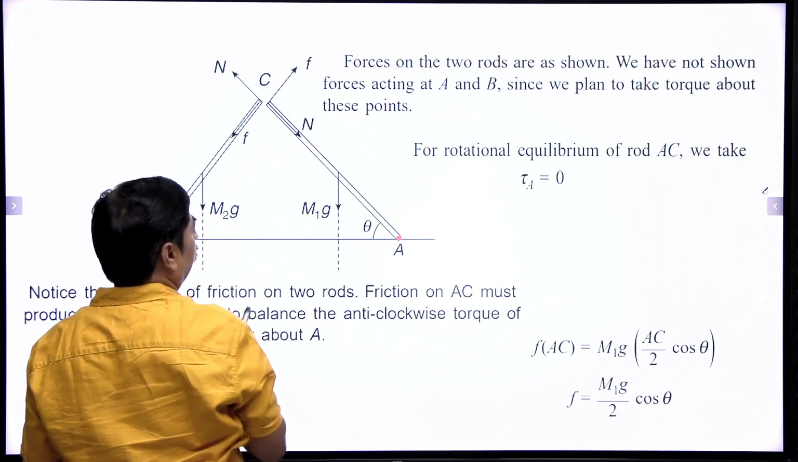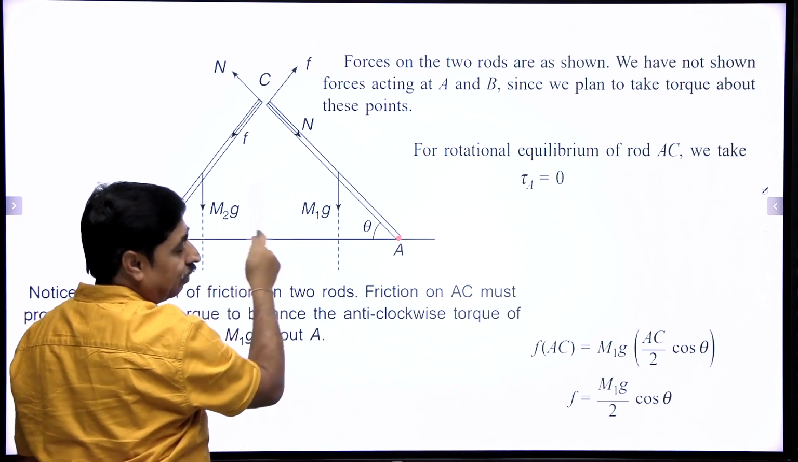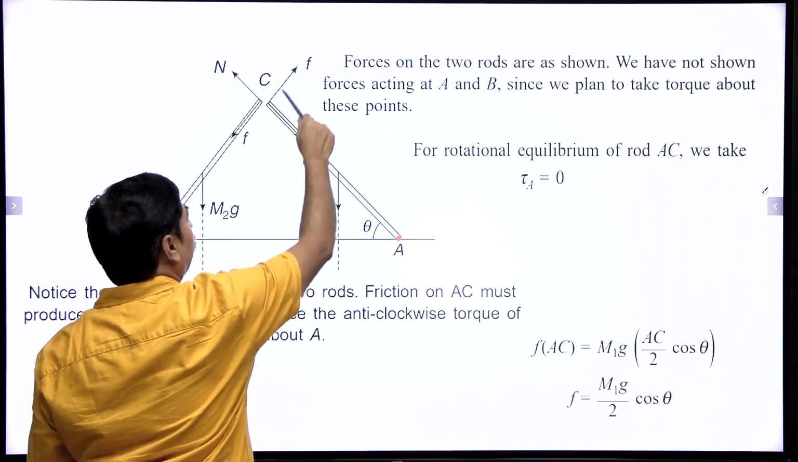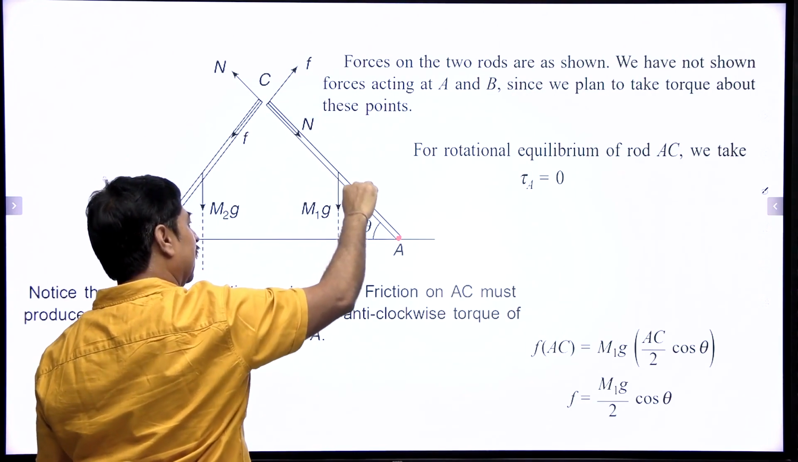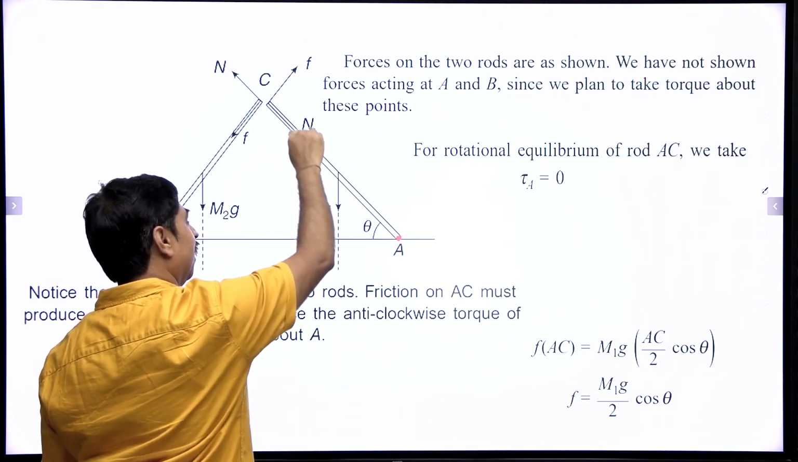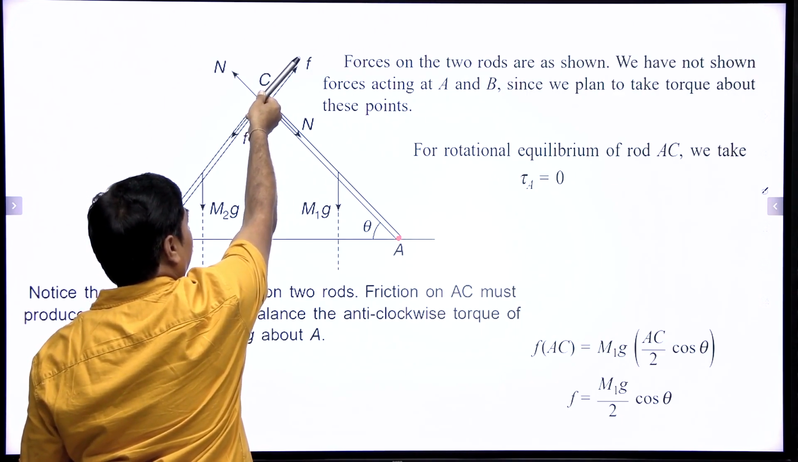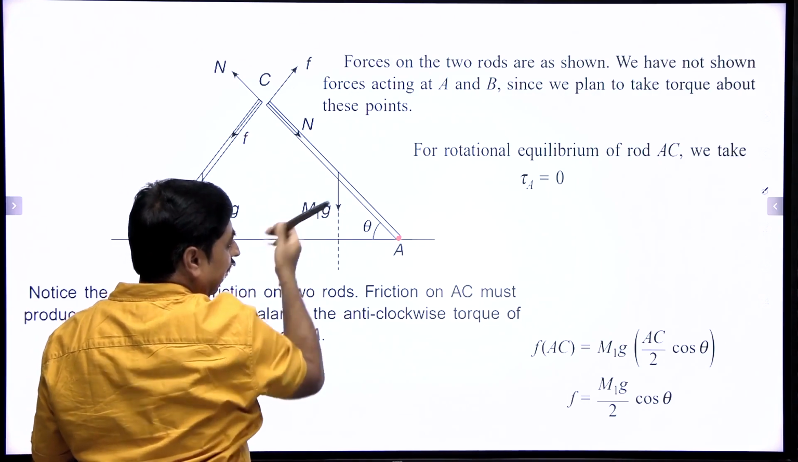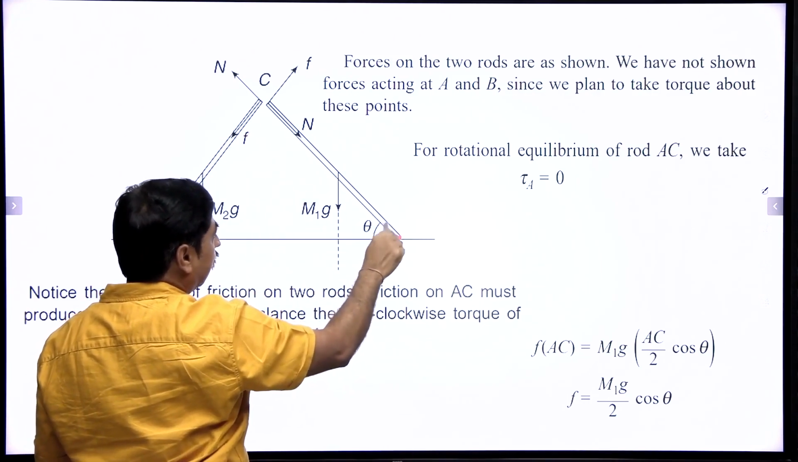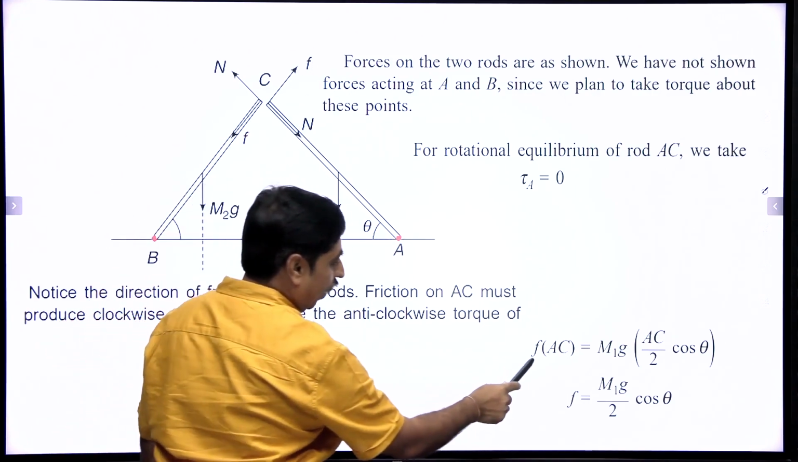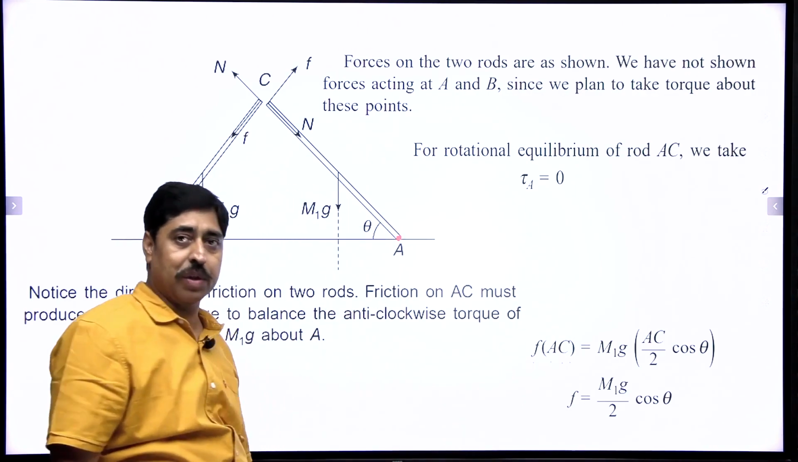This is the friction force F. What is the torque of this friction force on this rod? The line of action of friction is at this distance, AC. AC is this length. So the friction force is perpendicular to this rod. Friction, and this AC is the perpendicular distance of this friction force from point A. So F into length AC, this is the torque of the friction force.